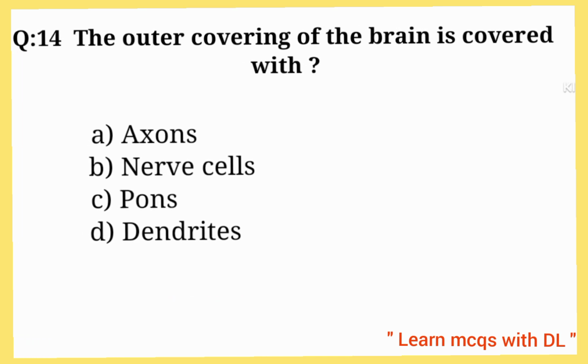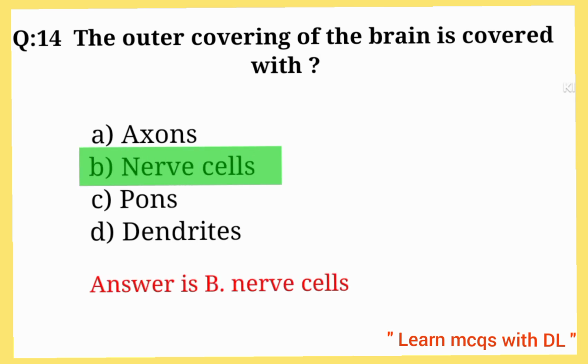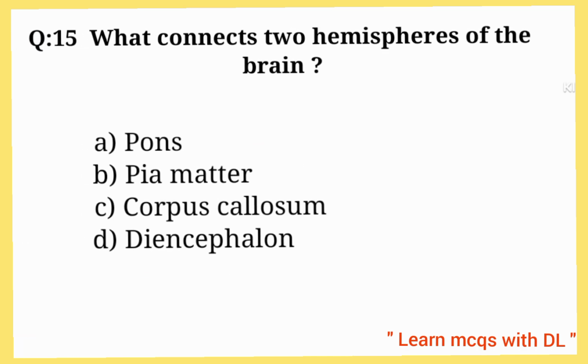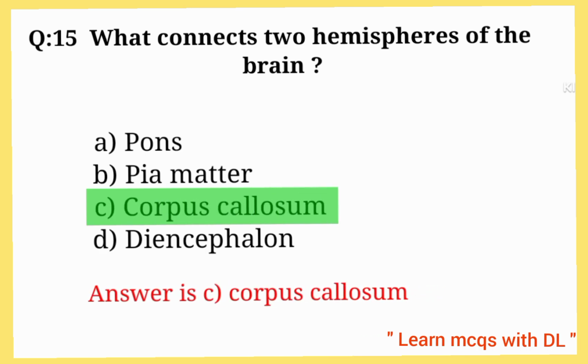The outer covering of the brain is covered with axons, nerve cells, bones, dendrites. Correct option is option B, nerve cells. What connects two hemispheres of the brain? Bones, piamater, corpus callosum, diencephalon. Correct option is option C, corpus callosum.